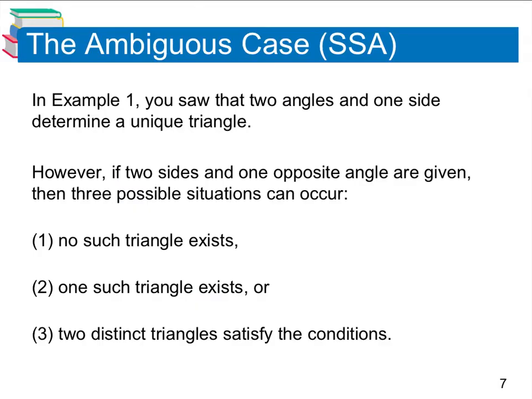Okay, sometimes we can either have no triangles that exist, one triangle that exists, or two different triangles. Whenever we have two angles and one side that's given to us, we have to check for any of these cases. So if we have two angles and one side, oops, just kidding. It's two sides and one angle. Two sides and one opposite angle.